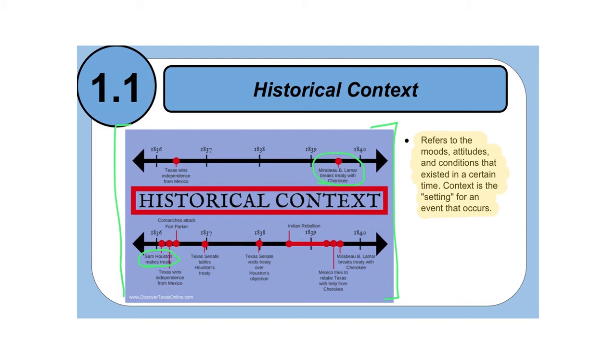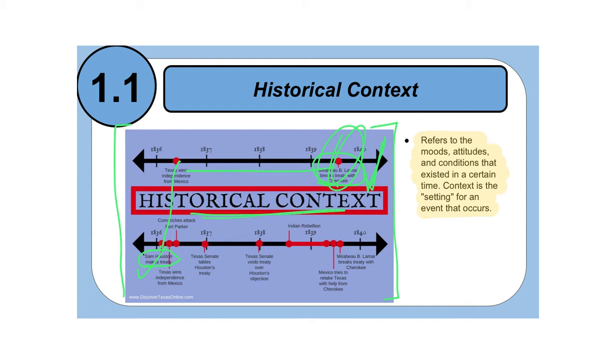Somehow or another, between this treaty with the Cherokee getting created and Texas becoming independent, we have all of this strife, or something happened that caused this event to happen. How did one of the founding fathers of the Republic of Texas, Sam Houston, who is pro-Native American, all of a sudden, when Texas becomes independent, break the treaty? Well, there's historical context. So the story in between here, something had to happen.